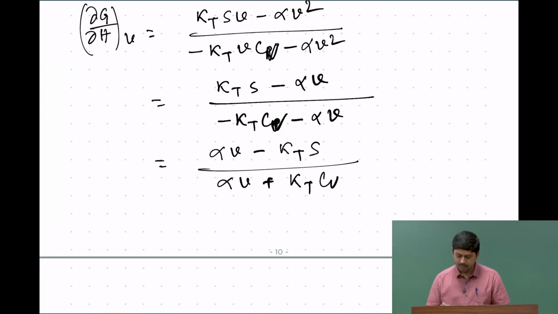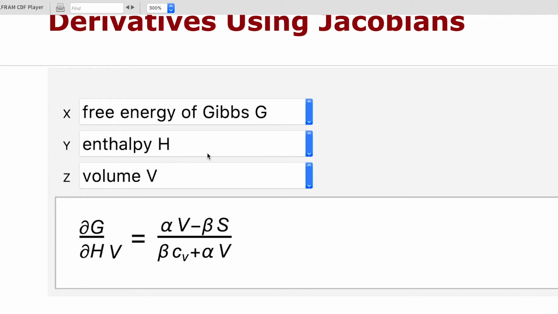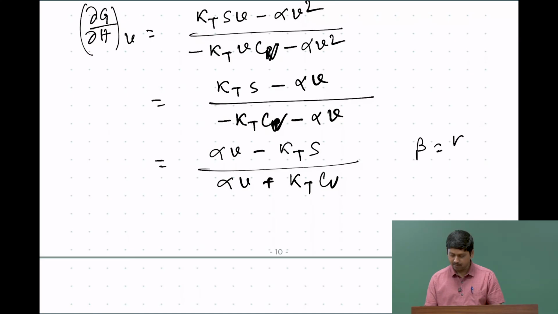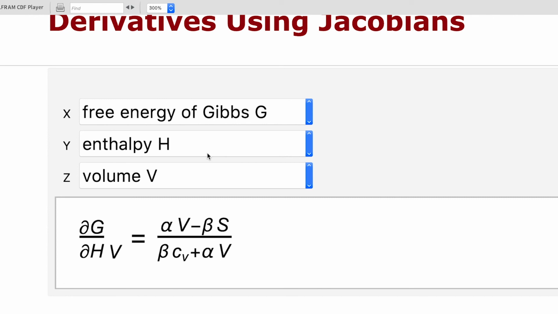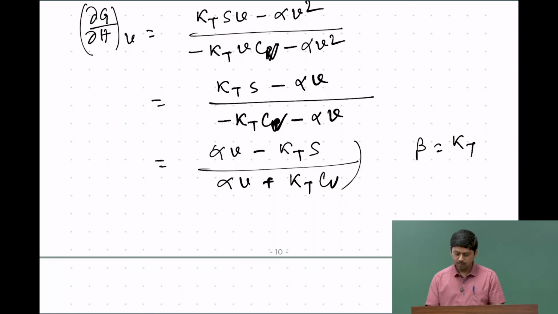Okay, and let us see the Mathematica result now. They say alpha V minus beta into S, and there beta is our kappa T, remember, divided by alpha V plus beta into C V, kappa T into C V. Yeah, so this matches that of Mathematica.